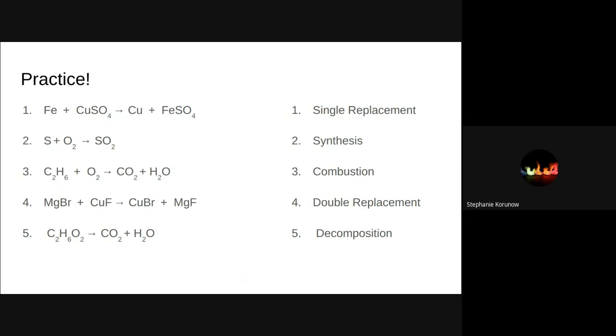Okay, so these were our examples. I want you guys to let me know if you have any questions or concerns. Now, I just wanted to show you real quick an example of the assignment you're going to be doing tomorrow.